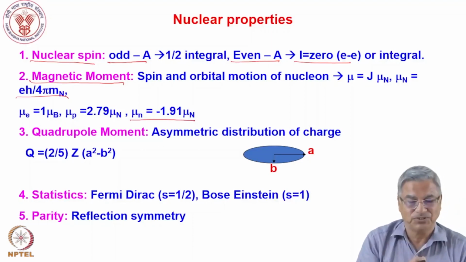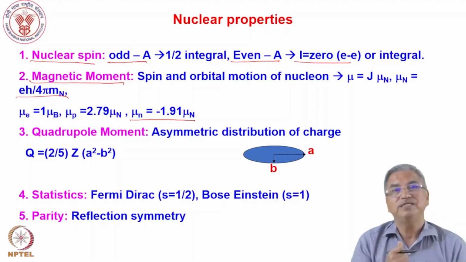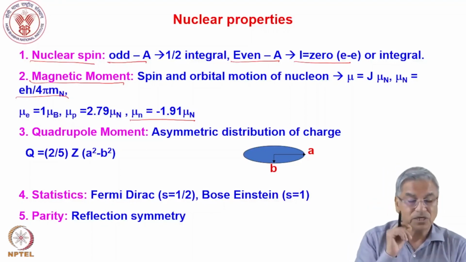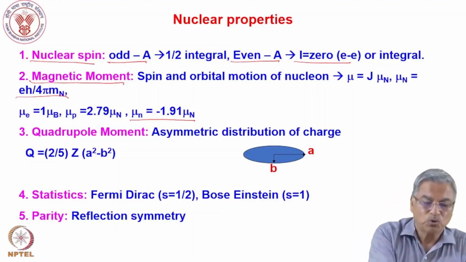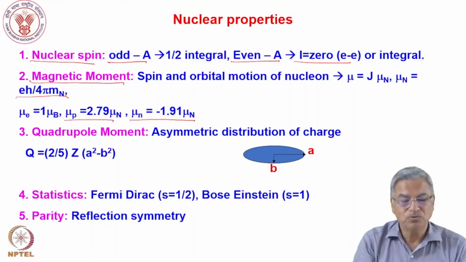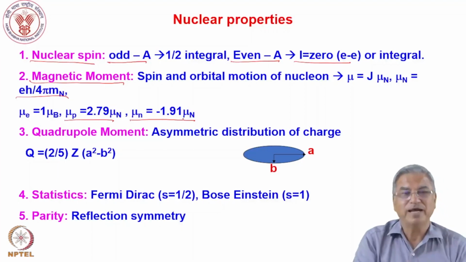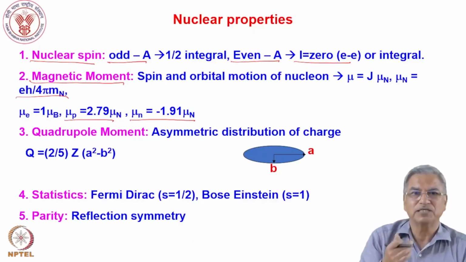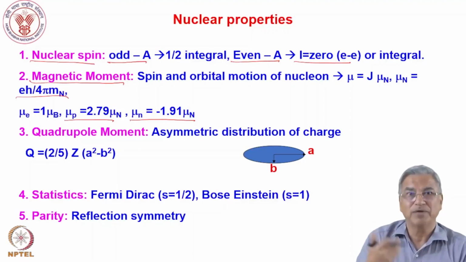and that tells a lot about whether the neutron and proton are fundamental particles or have certain structure. The proton has a magnetic moment of 2.79 nuclear magneton. The neutron has minus 1.91 nuclear magneton. So nuclei are magnetic particles. You must have read about nuclear magnetic resonance, where the magnetic dipole moment interacts with the applied magnetic field and gives you the splitting of the levels.